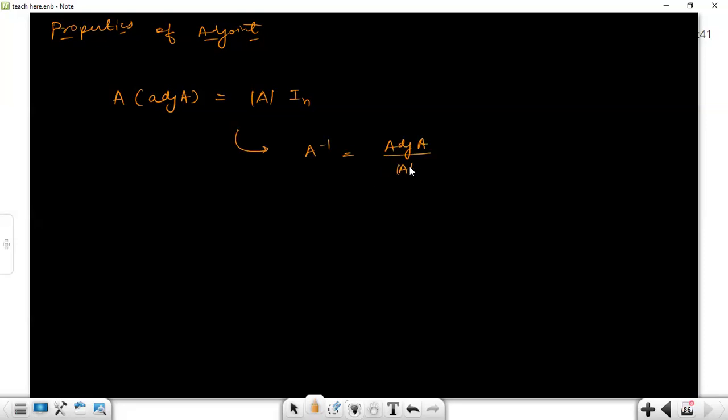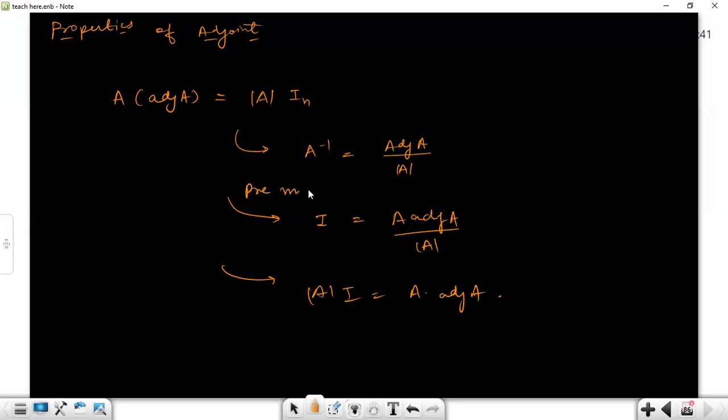So simply, let's multiply by A on both sides. A into A inverse makes it I, and A here because there was a pre-multiplication on both sides. Let's bring the determinant of A onto the left hand side. So determinant of A into I is equal to A into adjoint of A. Now this was the pre-multiplication of A.